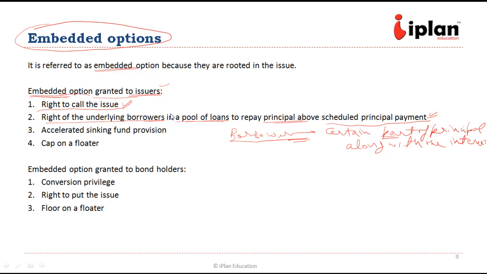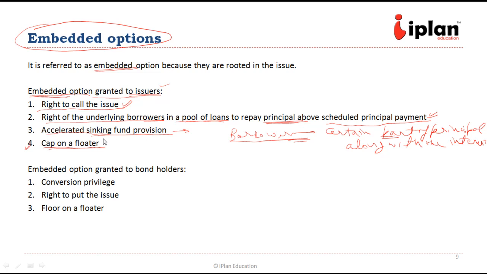As we know, in the case of home loans, generally the borrower has the right to prepay, where he is paying principal above the scheduled payment. Similarly, there is an accelerated sinking fund provision. In this as well, a large part of the principal is being paid along with the interest itself, so that the debt expires sooner than the schedule.